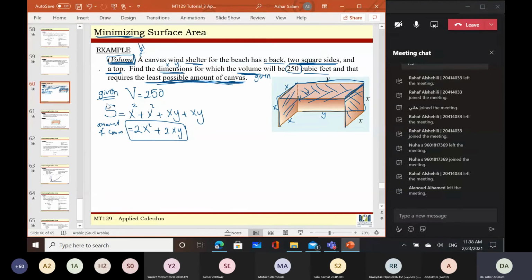Okay, now before finding the maximum or minimum value for s, I have to write it in one variable. But I have here two variables, x and y. I will use the given information, which is the volume. I know that the volume is x multiplied by y multiplied by z.